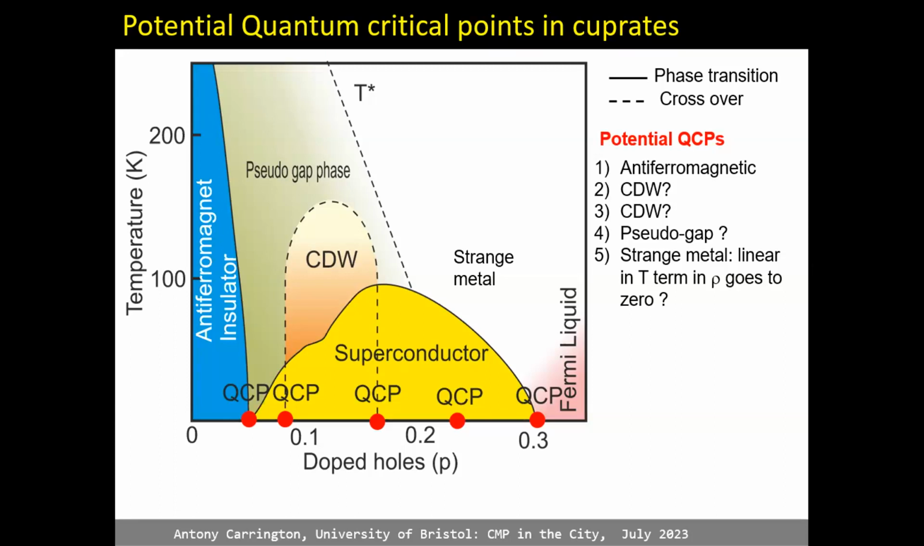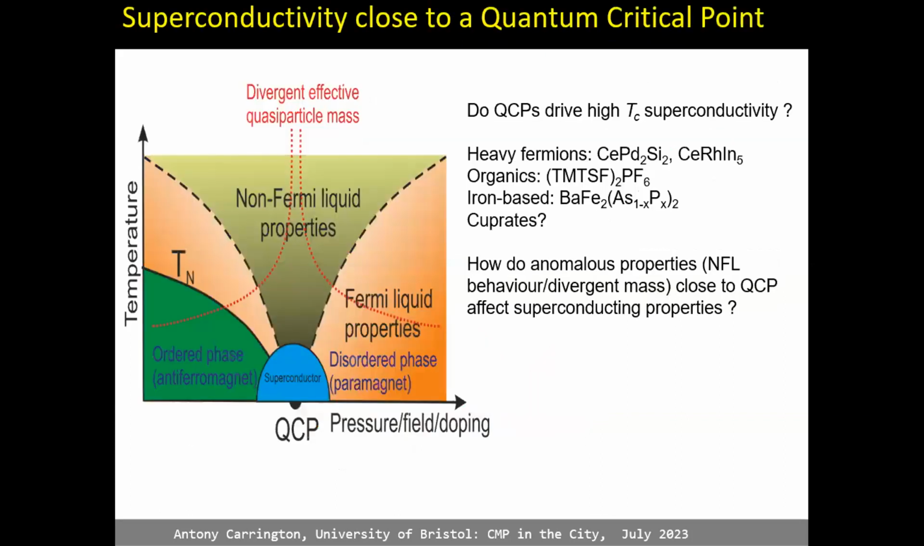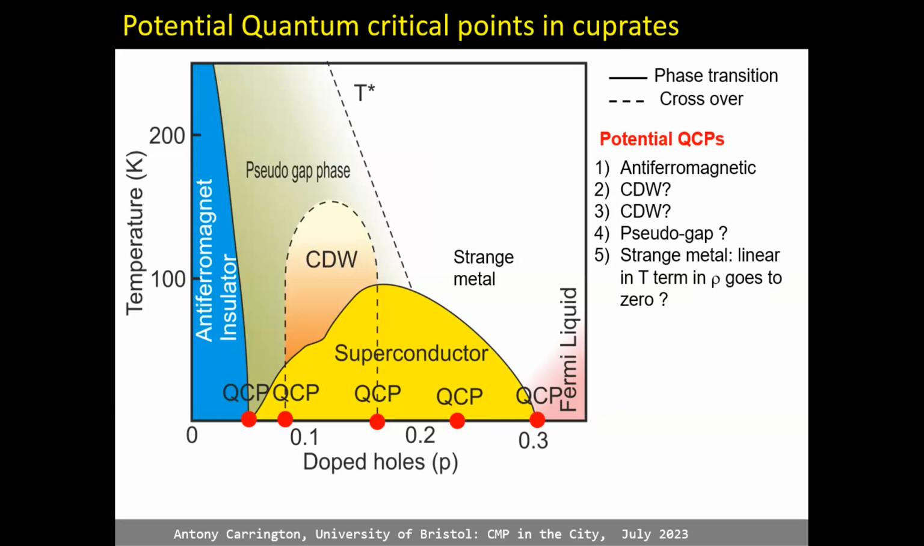So you might think that perhaps if you look at analogous things like the iron-based superconductors or the organics or the heavy fermions, then the one that's probably most relevant would be the one here. But it could be actually that the one that's most relevant is in fact this one. And this is some other stuff that's happening in the underdoped part of the phase diagram.